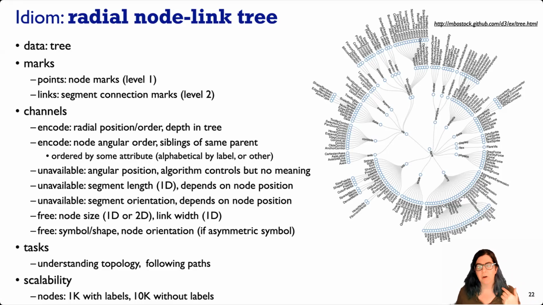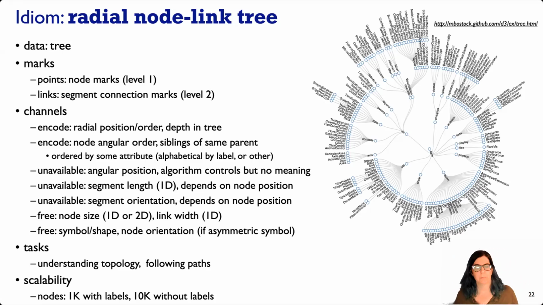Now, notice how what's unavailable is angular position. The order is being used, but the position's actually arbitrary. We could spin this entire tree around and it would not change the meaning of anything. So there's something asymmetric here, where depth out from the center is something that's meaningful, but the actual angular position is not. Now, just like with other node link graphs, the length of the segment, we can't use that to encode anything else. It just depends on the node position. And so also the orientation of the segment is unavailable. Now, nodes can be sized in 1D or in 2D, and the width of links, so the line width, can also be something that's under attribute control. So we can have any shape we want for the nodes. If that's an asymmetric shape, then we could even have the orientation down at the node level.